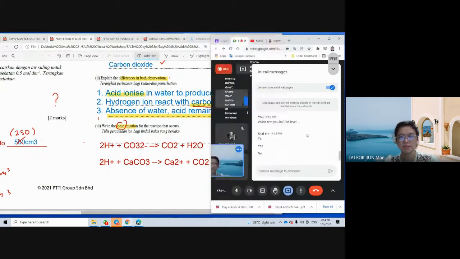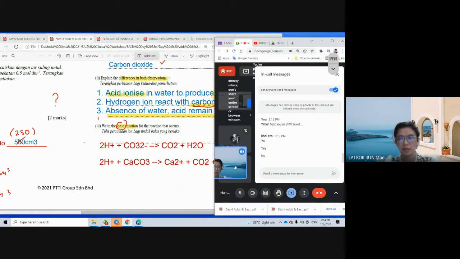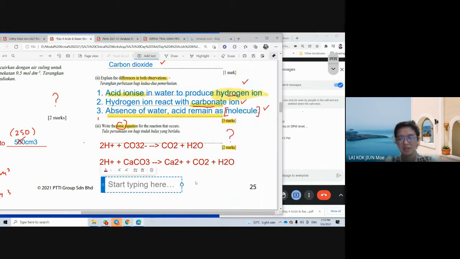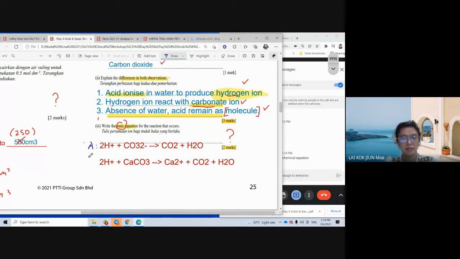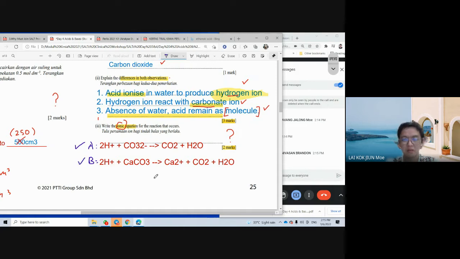Calcium carbonate. I give extra calcium here. Can or cannot? Pravina, Alvin, Yancy, Eugenia, what do you think? This is A, this is B. Which one is correct? A is correct. Normally you see A or not? Yes, normally you will see A. Brandon also good. Yes, normally you see A, but B also accepted. Actually, both are accepted.